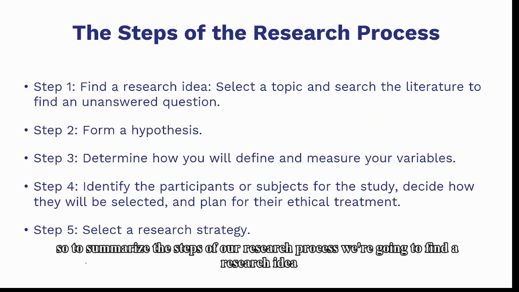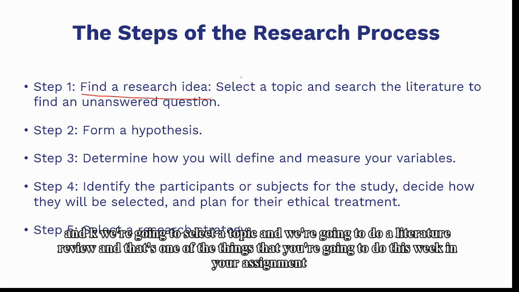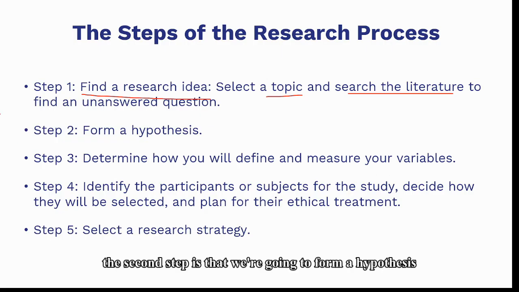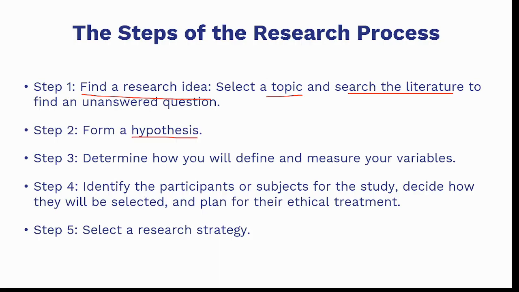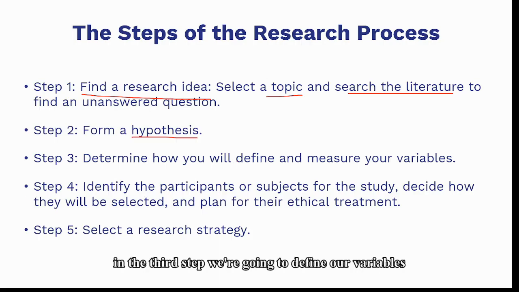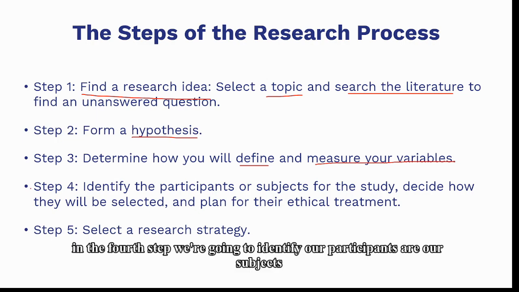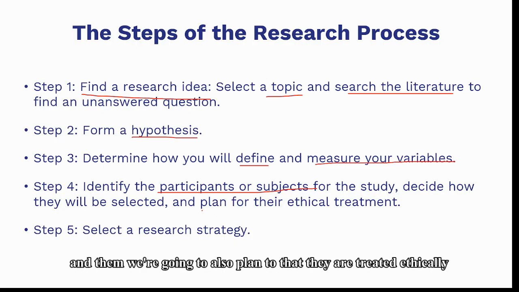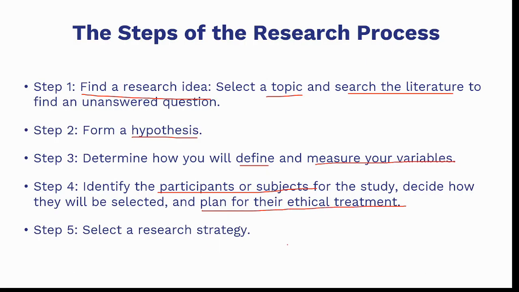So to summarize the steps of our research process, we're going to find a research idea, okay? We're going to select a topic, and we're going to do a literature review, and that's one of the things that you're going to do this week in your assignment. The second step is that we're going to form a hypothesis. In the third step, we're going to define our variables, how we're going to measure our data. In the fourth step, we're going to identify our participants or our subjects, and we're going to decide how we select them. And then we're going to also plan so that they're treated ethically.